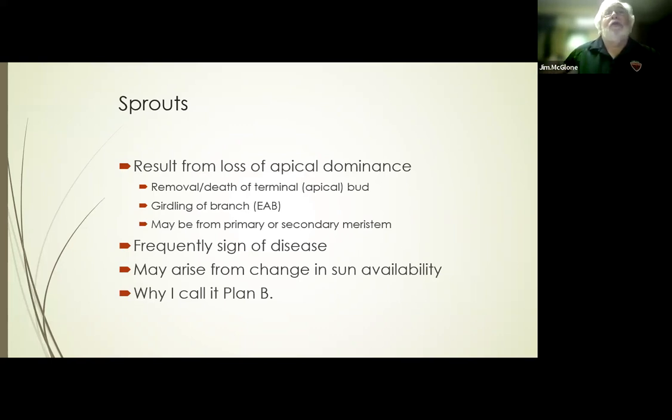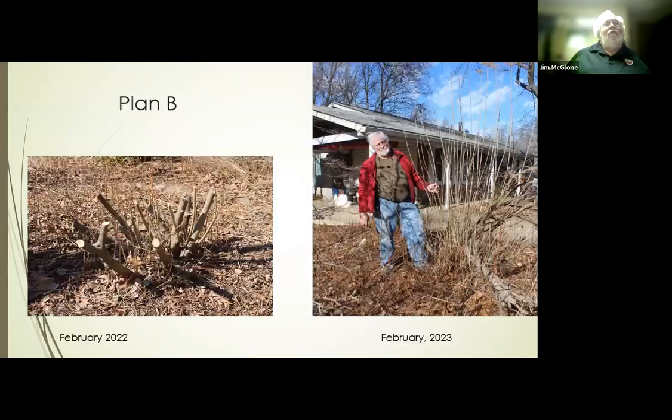And this can be because of the removal or death of the terminal bud. It can be girdling of the branch by insects or disease, for example, emerald ash borer or Dutch elm disease. And they may result from either primary or secondary meristem. Frequently, they are a sign of disease. However, as I have said, sometimes if sun availability changes, those primary meristem buds can be released and start growing new shoots. We can also manipulate it to grow new shoots, particularly when we're talking about pruning shrubs or pruning really old trees that have started to go into retrenchment. And that's why I call this Plan B, because it is a method by which the dicots can recover from damage.